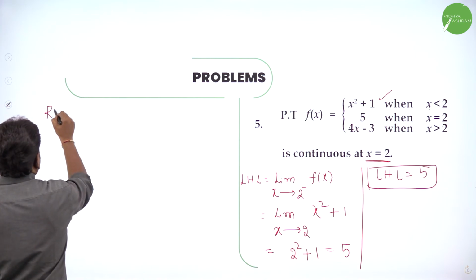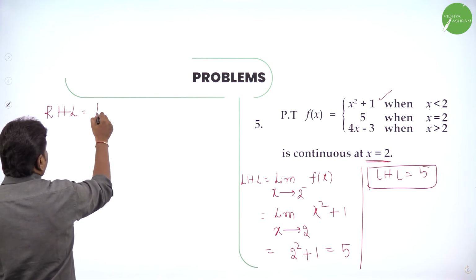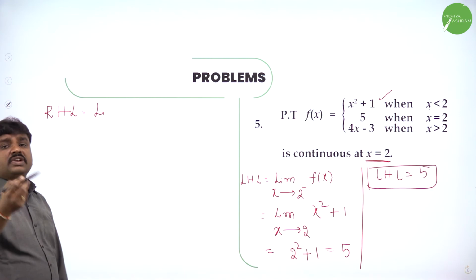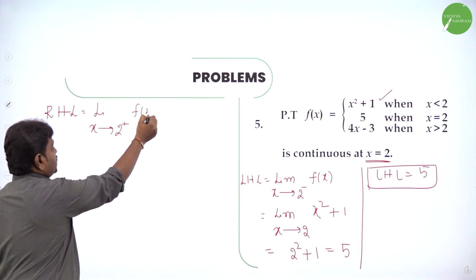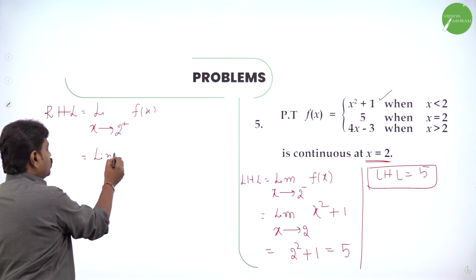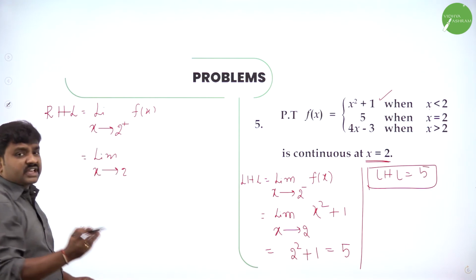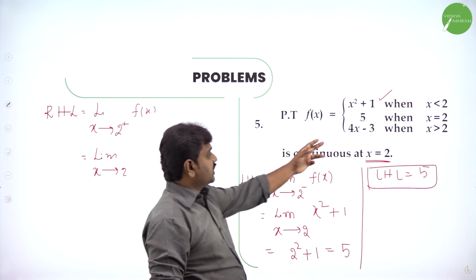So what is right-handed limit? Right-handed limit formula is what? Limit x tends to 2 plus f of x. That is the same as limit x tends to 2, but plus means choose the function when x is greater than 2. When x is greater than 2, what is the function?